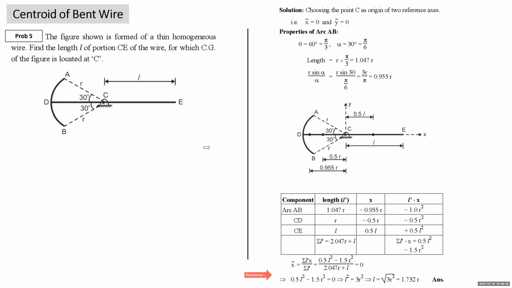Now, I conclude this lecture with this, and my next lecture will be on centroid of area under the curve. Okay, students, thank you.